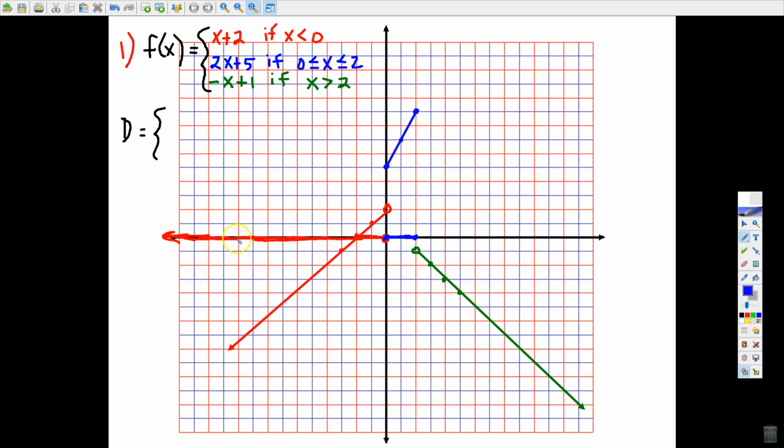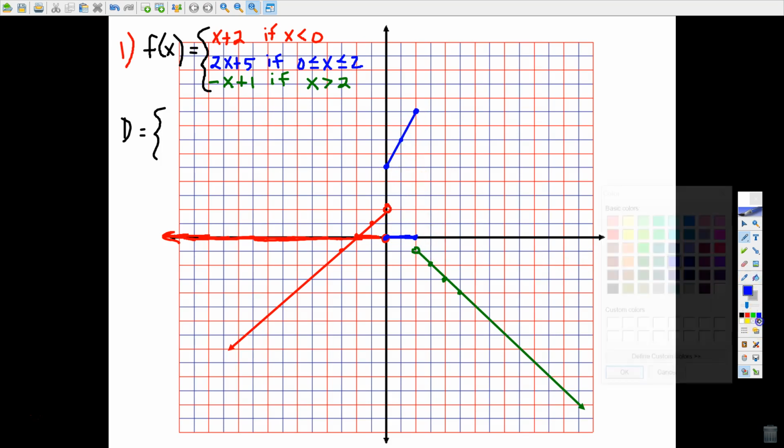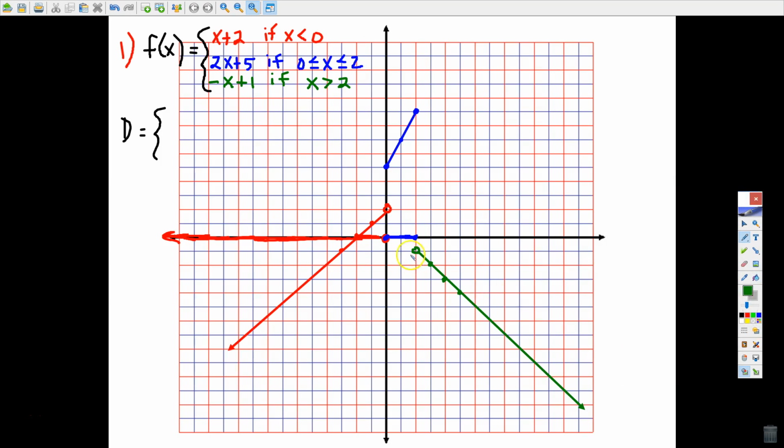Alright, so the red, you can see all the x-coordinates that are taken. The blue, these are the x-coordinates that are involved with that graph. The green is going to take all of the ones from 2 to the right and then extend to the right, because that's the way the graph is heading. So if you take all the parts together, the red, the blue, and the green, you're essentially describing every single number there is. And so that's why for the domain we'll state it as x, such that we have all real numbers.